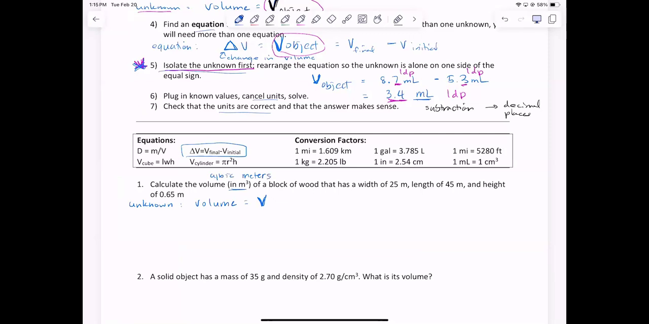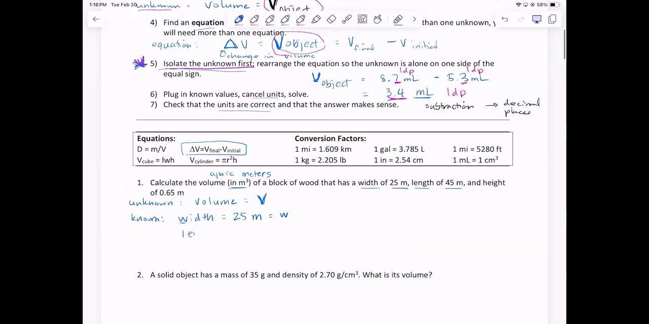Okay. And so this unknown has some parameters, which are the known information about it. The width is 25 meters. So we can write that the width is 25 meters. And this is going to be more useful as the symbol for width, which is W, because then we can find an equation that has everything. The length is 45 meters. So the length is 45 with the units m, more useful as the symbol for length, which is an L, lowercase l.